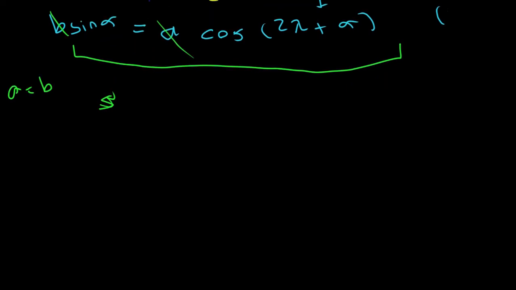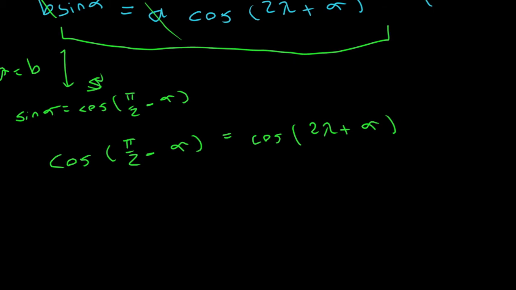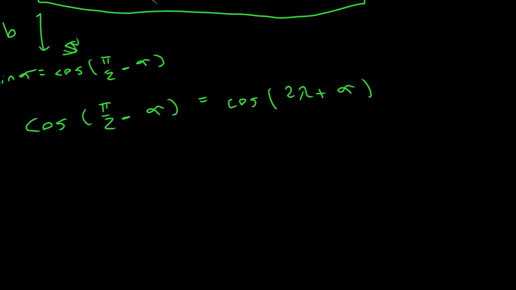So the proper way to solve one of these is to take sine and apply the identity. Sine of alpha is cos of pi over 2 minus alpha, as I talked about earlier. So we're just going to apply that, and we get cos of pi over 2 minus alpha is actually equal to cos of 2 lambda plus alpha. Now we've got to be really, really careful here. We can remove the cos from both sides, but of course we can only do that if the angles here are in the same quadrant, you could say.